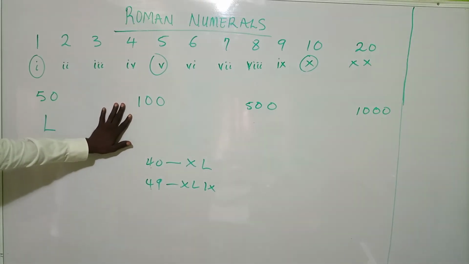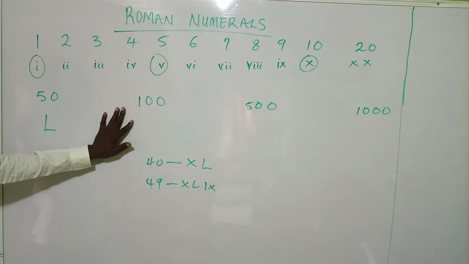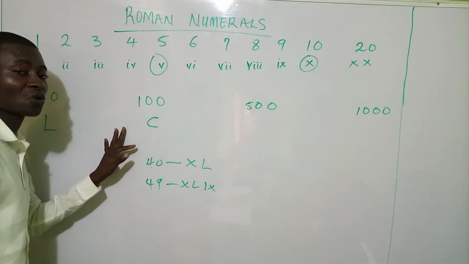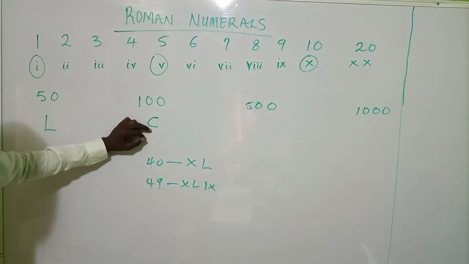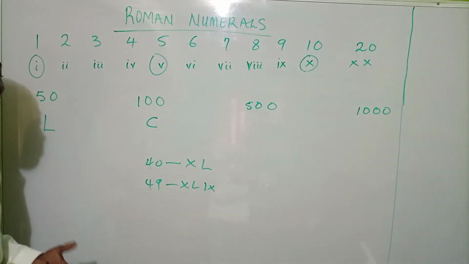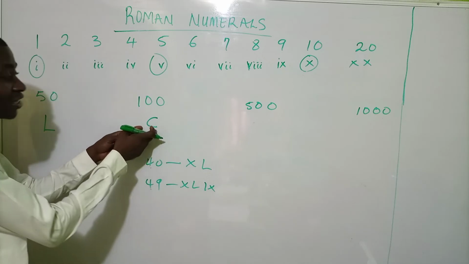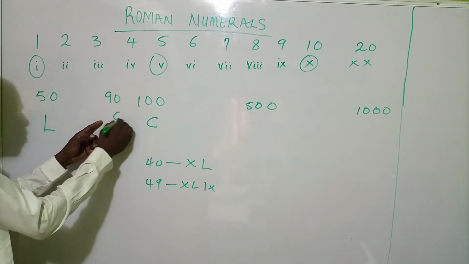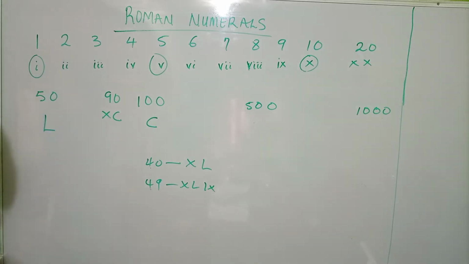And so the next number that I want to look at is, let's say for instance, 90. How do you get 90? Taking us to the next key number, which is 100. 100 stands for C. So how will you get 90? 90 is going to be 100 minus 10. How do you write that? 100 minus 10 gives us 90. So 90 will be 100 minus 10, which is XC.